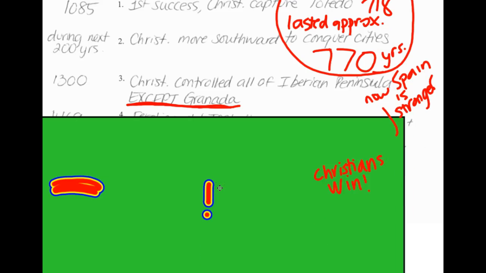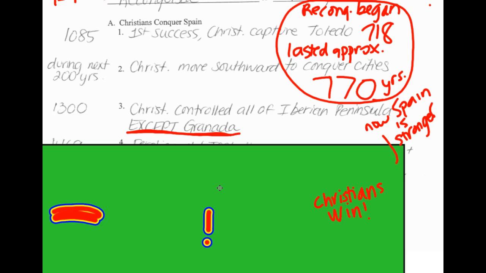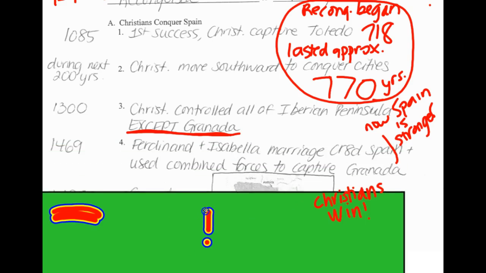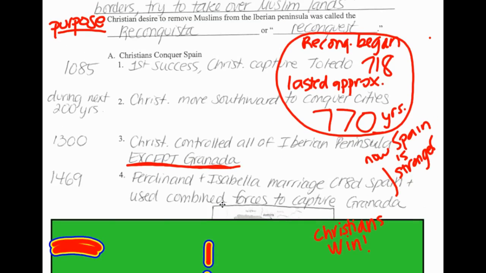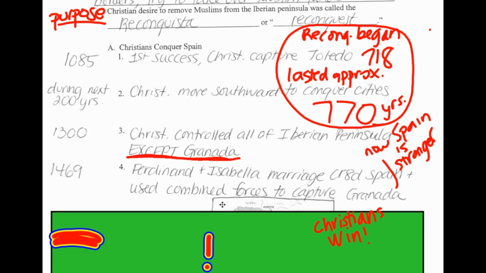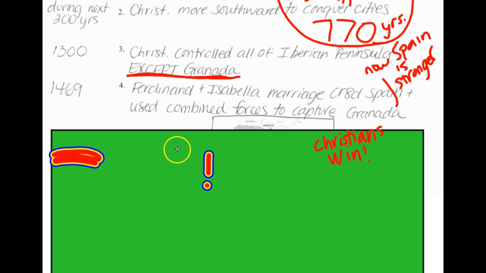In 1300, the Christians are very close to achieving their goal, but they don't control Granada yet. Ferdinand and Isabella get married. What is the point of this fact, Miss Morgan? We don't really care too much that they got married, except this made the army stronger and they were able to capture Granada eventually because they combined their forces.